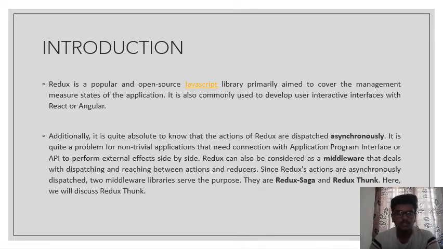So Redux is a popular open source JavaScript library, and it covers the management of states of the applications. It is commonly used to develop user interactive interfaces with React or Angular. Since the Redux actions are asynchronously dispatched, two middleware libraries serve the purpose. One of them is Redux Saga and the other one is Redux Thunk, which is our topic. So we will discuss what this Redux Thunk is in our slides briefly.